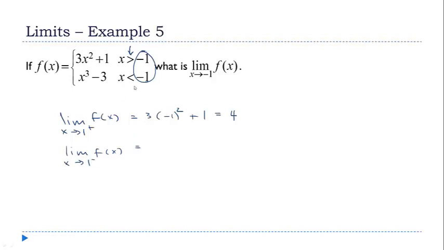Now we're down here on this side, right? To the left of negative 1. So we're going to use this formula. It's going to be negative 1 to the third minus 3. That's negative 1 minus 3, that's negative 4. And the two values are not the same. We got different results. Therefore, this is an example of a situation where our conclusion would be that the limit does not exist.